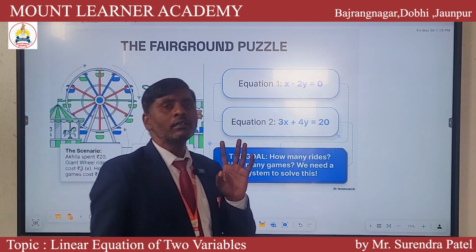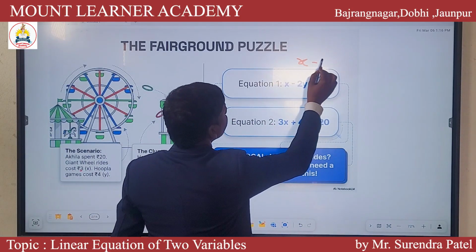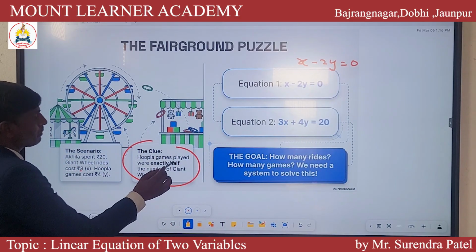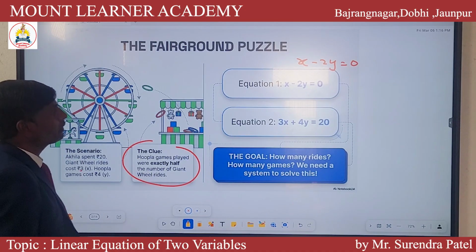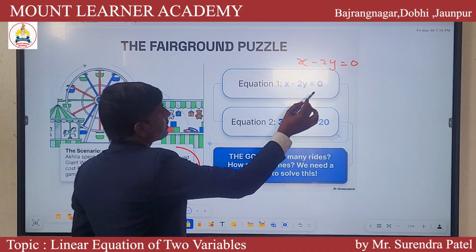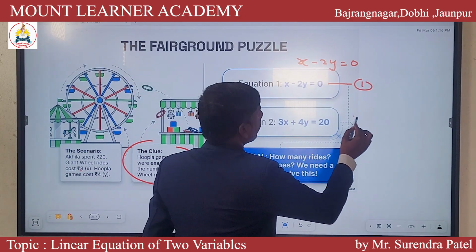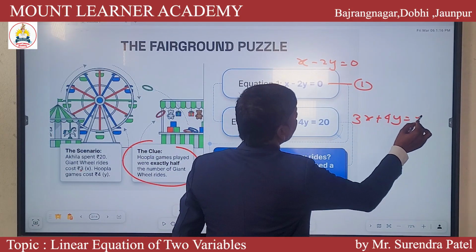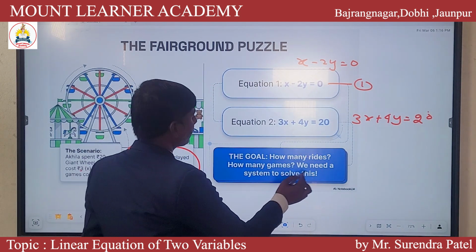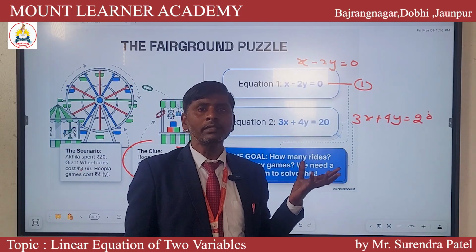Then first we make an equation. First we consider a variable x. Then here x minus 2y is equal to 0. And the next clue is that hoopla games played are exactly half the number of giant wheel rides. It means x minus 2y is equal to 0. So the first equation is x minus 2y is equal to 0, and the second equation is 3x plus 4y is equal to 20. The goal is how many rides and how many games we need. Solving equations 1 and 2, we find the values of x and y.